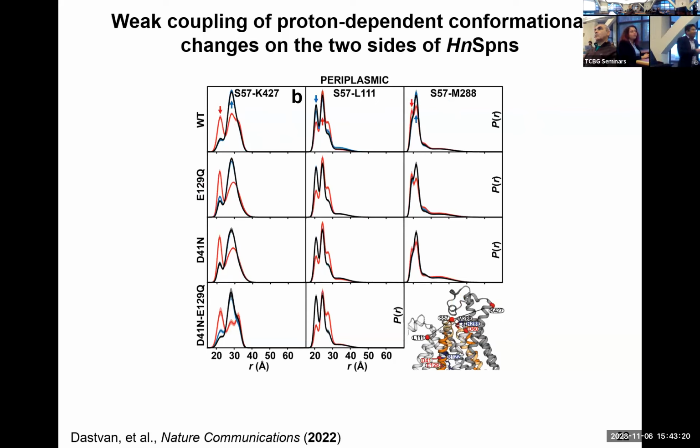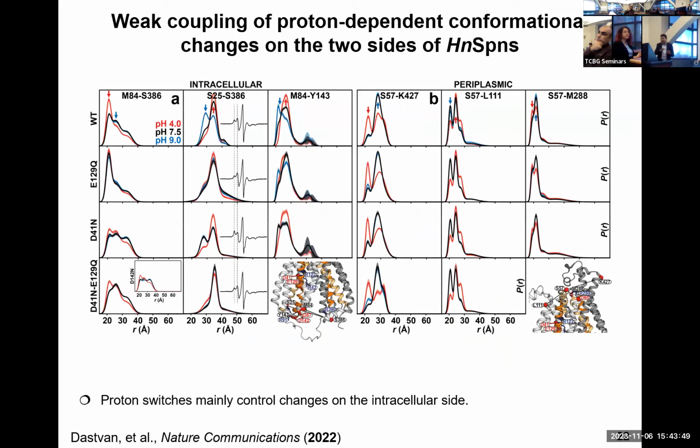On the periplasmic side, we introduce the same mutations, but we cannot detect the same conformational changes. That means there's a big coupling of proton-dependent conformational changes on the intracellular side, but at least those protonation switches cannot control, or only weakly control, the conformational changes on the periplasmic side. So that's a distinct difference between the two sides: on the intracellular side, the conformational changes are controlled by the protonation and deprotonation of the switches that we have, but on the periplasmic side, we cannot see that.